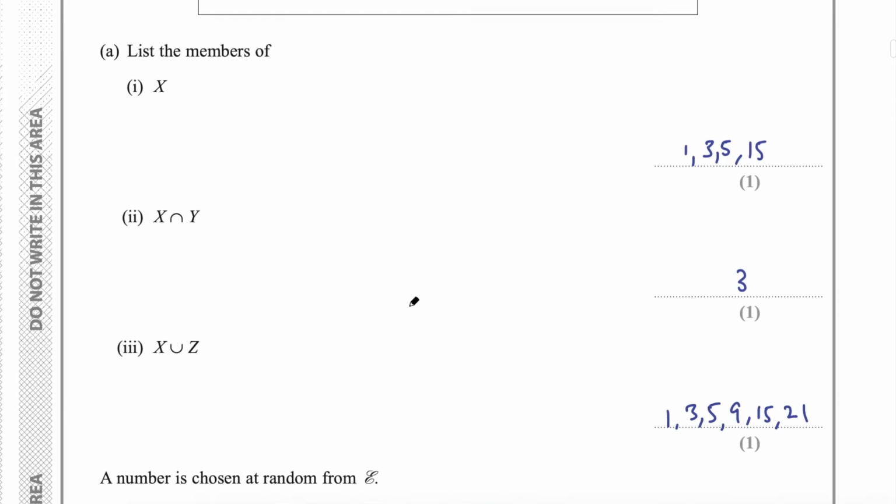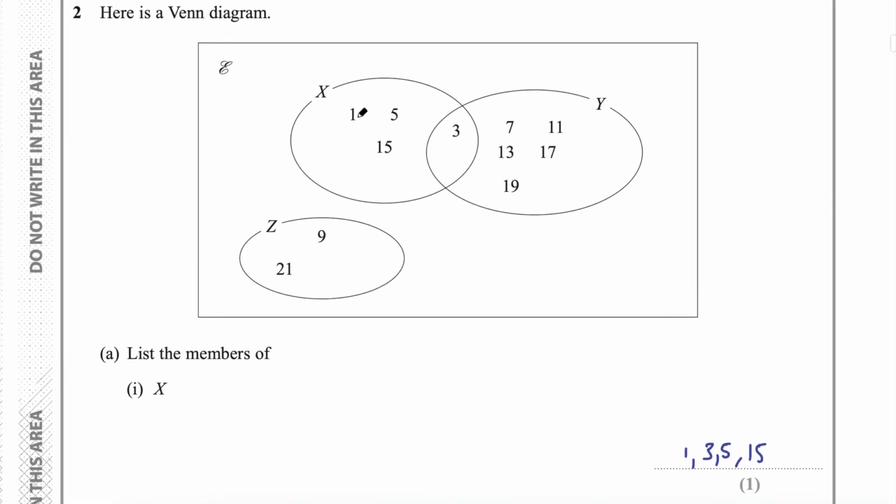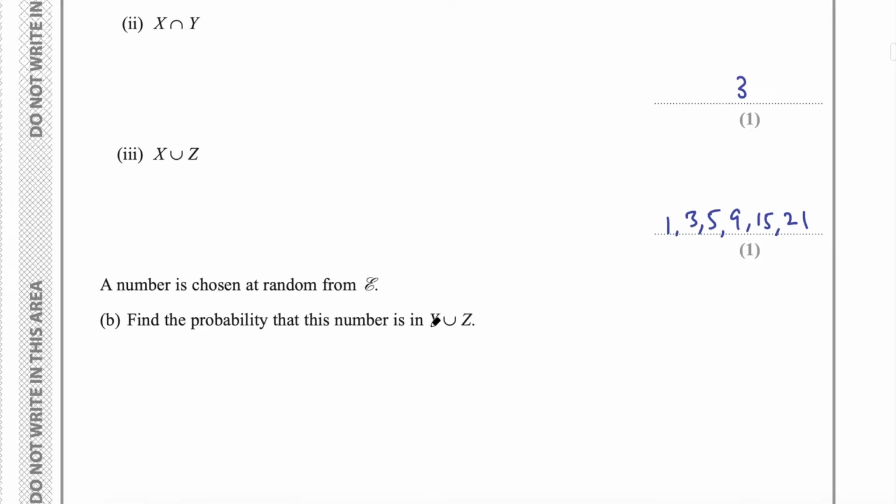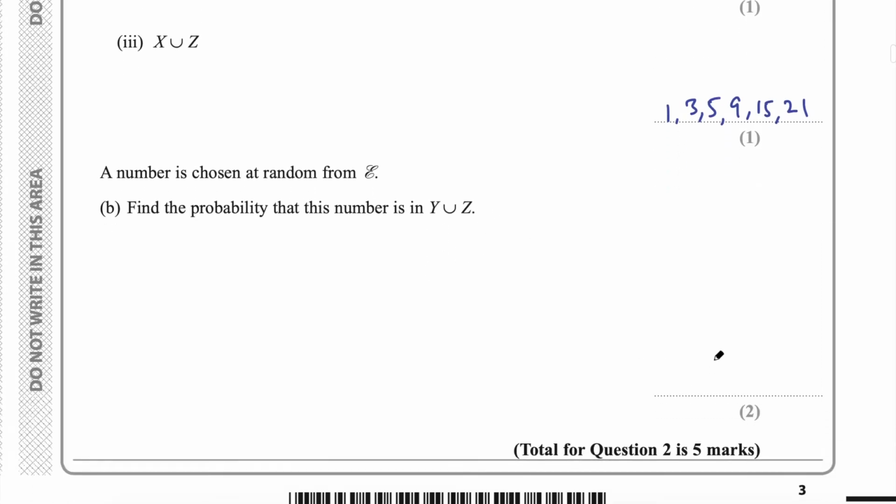Okay, so how many numbers do we have in total? 1, 2, 3, 4, 5, 6, 7, 8, 9, 10, 11. 11 numbers. How many in Y union Z? Well, that's everything in Y or in Z. So that's going to be 1, 2, 3, 4, 5, 6, 7, 8. So the probability of getting Y union Z is going to be 8 out of 11 for 2 marks. That was question 2 for 5 marks.